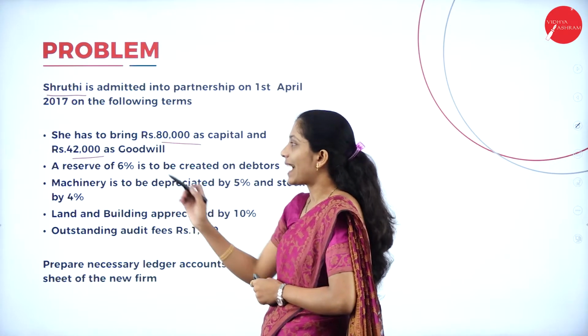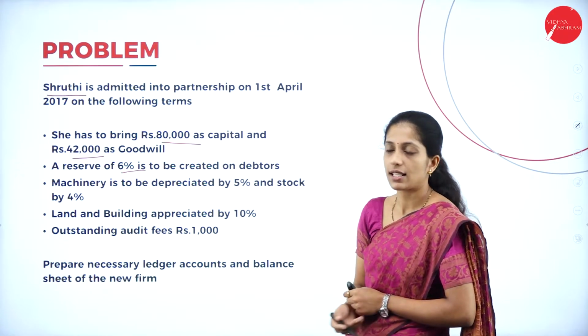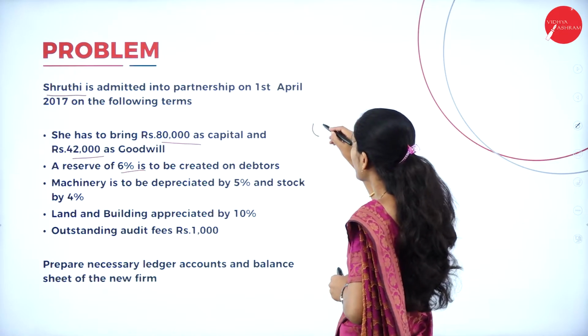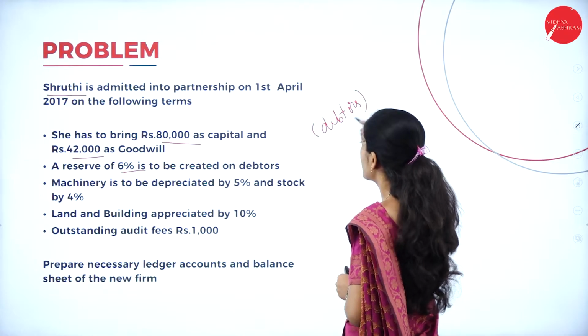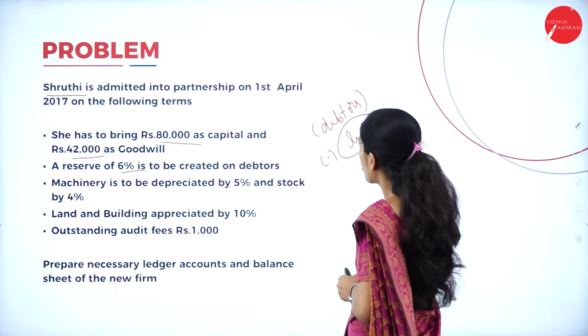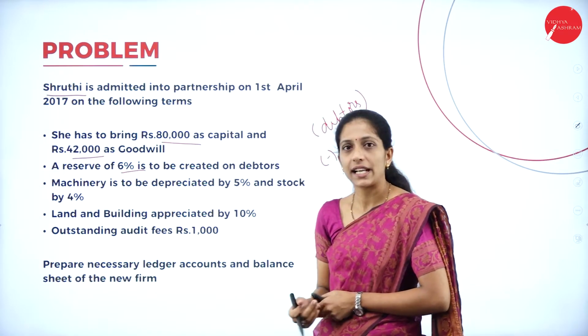The next adjustment is that a reserve of 6% is to be created on debtors. Now, what do you mean by reserve? Whatever amount is deducted from debtors is always considered a liability. So, what is it? It is a liability. Now, a reserve has to be created on debtors.